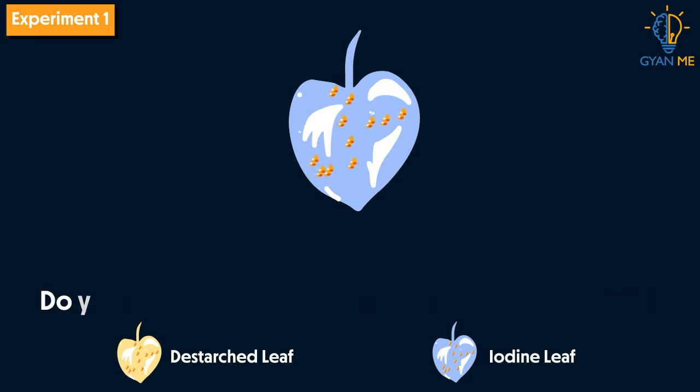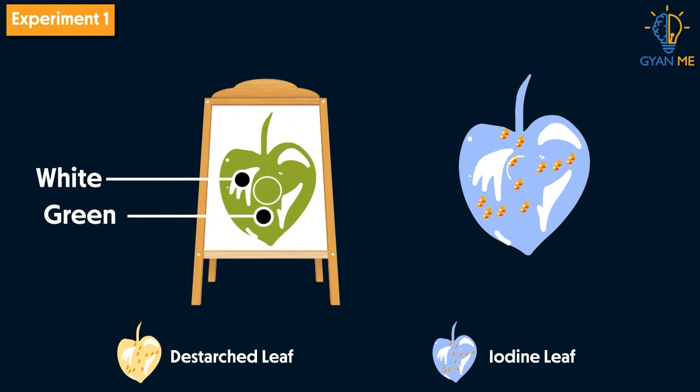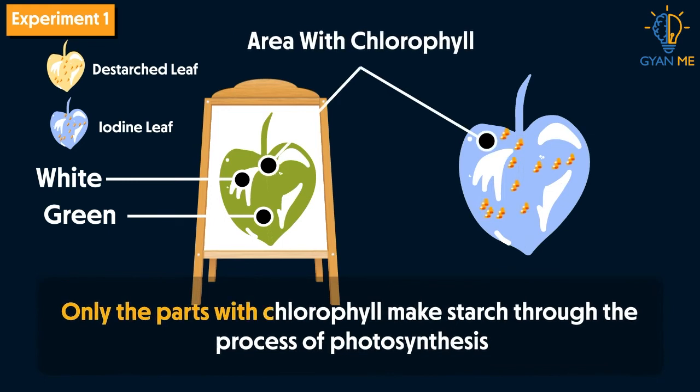Do you observe any change in the colors of the leaf? Students, the leaf used in the experiment had green parts where the cells contain the chlorophyll and white parts where there is no chlorophyll. Students, you will see that only the parts that were green become blue or black with iodine solution. So what we can conclude about the presence of starch in various areas of the leaf? We can conclude that only the parts with chlorophyll make starch through the process of photosynthesis.